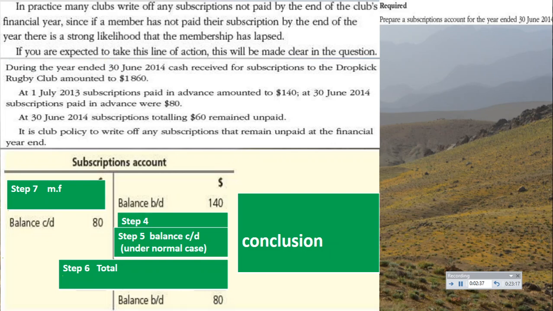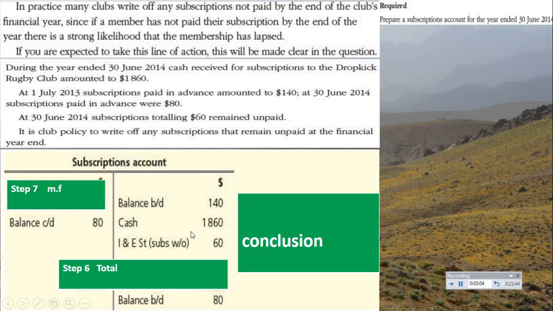Subscription paid in advance. So then what we do is the total amount received here, 1,860, we put down here, cash 1,840. Then now we need to focus on the last part. Is the club policy to write off any subscription that remain unpaid? Subscription totaling 60 remain unpaid means we will not be receiving it. So we need to write this off.